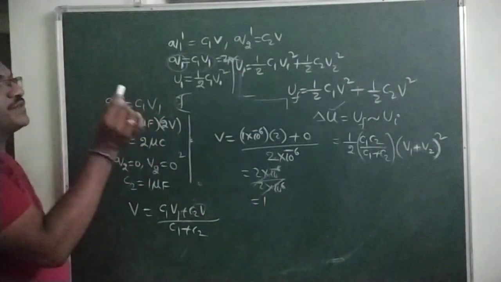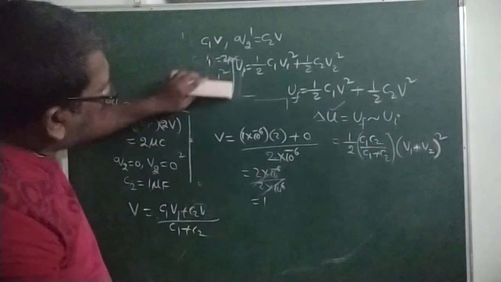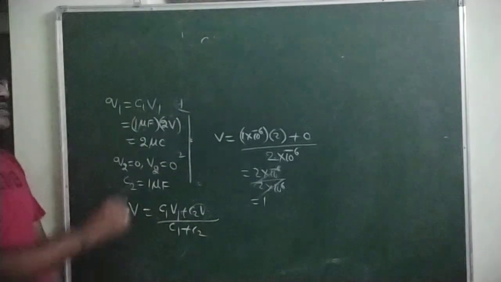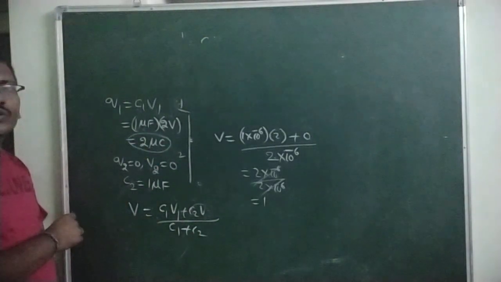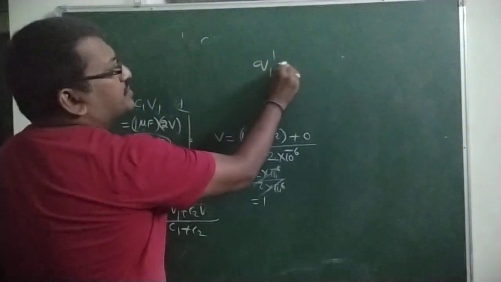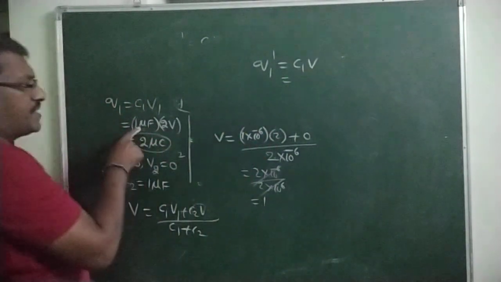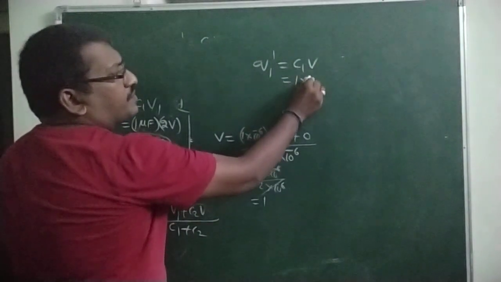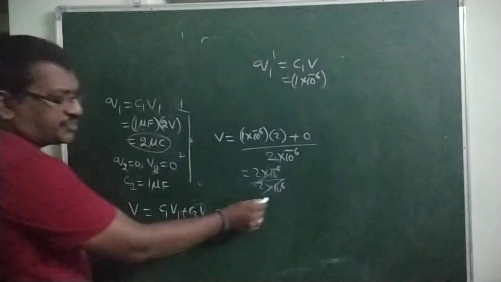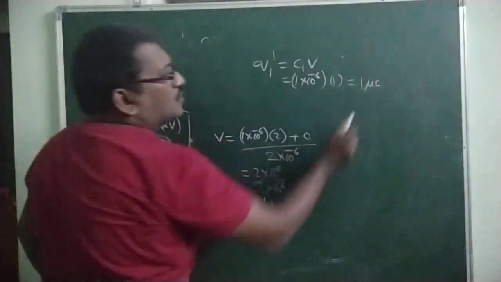That means the potential on the first capacitor is now 1, and the potential on the second capacitor is also now 1. So now what is the charge on the first capacitor? Before connection the charge on the capacitor was 2 microcoulombs. Now after connection, the charge on the first capacitor, which I am taking as Q1 dash, equals C1 V. C1 is 1 microfarad, into V, where V is the common potential after connection, 1 volt. Substituting here, you get 1 microcoulomb.